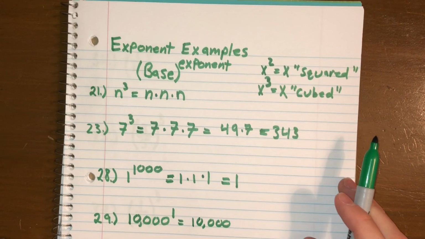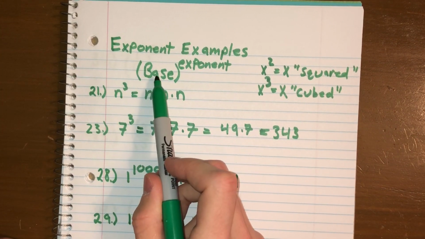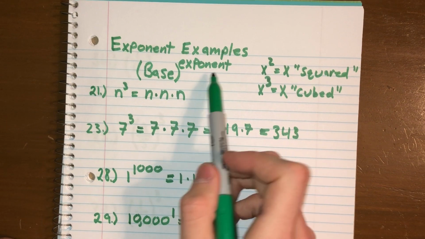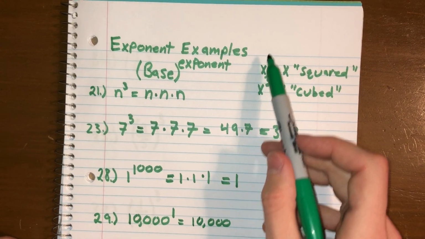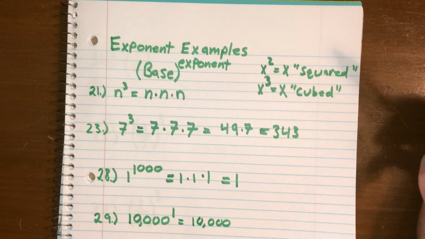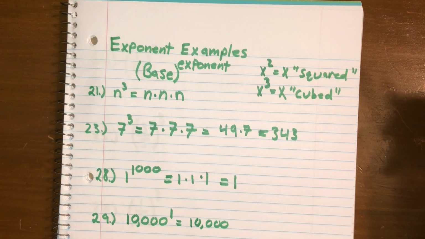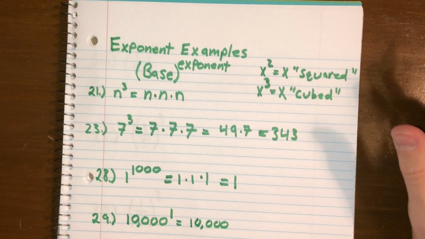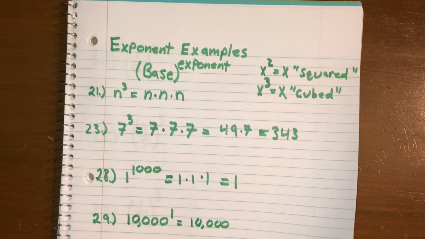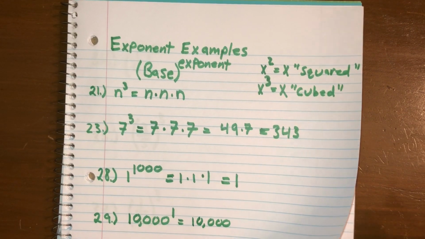It's just good to remember this vocab up here, that the base is the number being raised to the power of the exponent, and that x to the power of 2 is known as x squared, x to the power of 3 is known as x cubed. Just some good terms to know. It really helps smooth out the process when you're talking to your math teacher or someone who is more advanced in their math career.